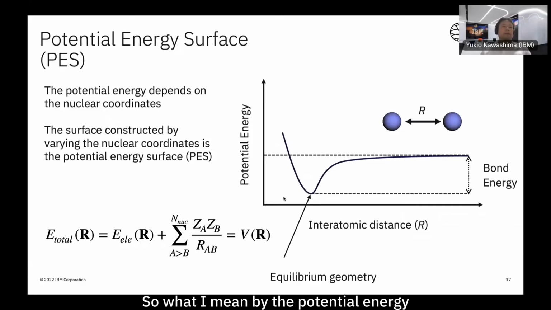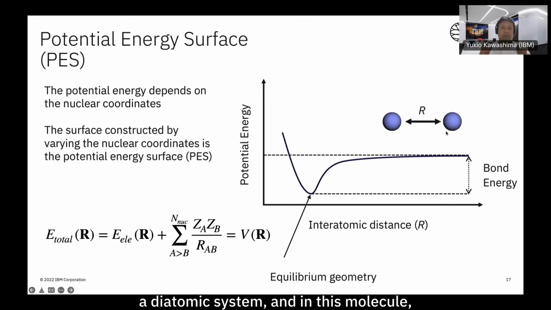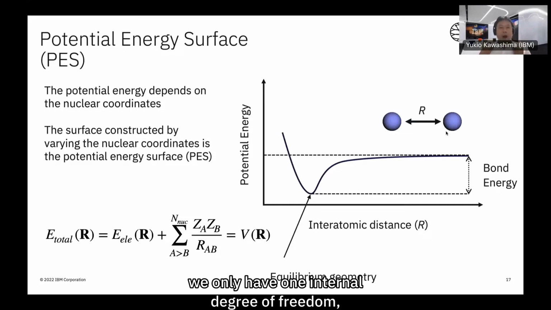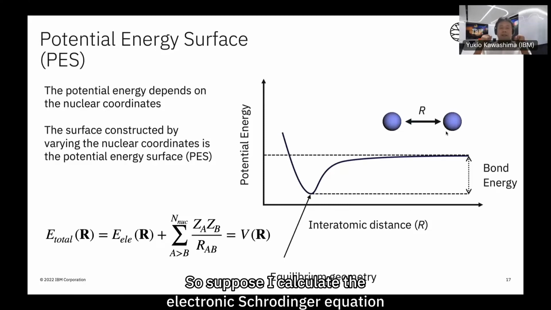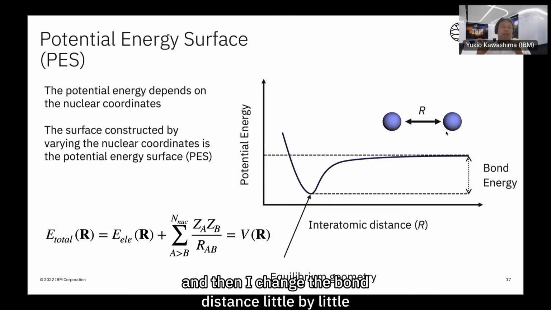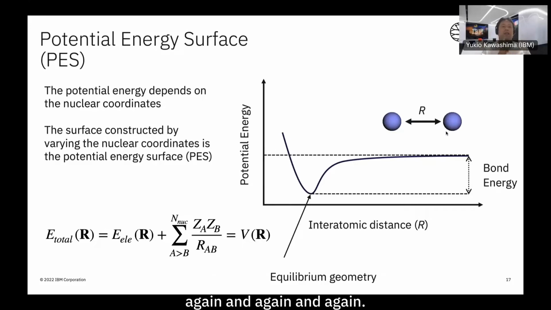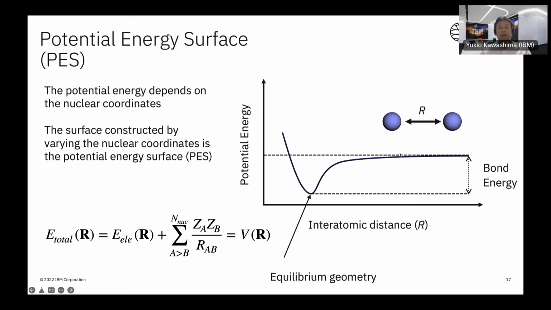What I mean by the potential energy depending on the nuclear coordinates is this. For instance, if I have a diatomic system like this, in this molecule we only have 1 internal degree of freedom, which is the interatomic distance. Suppose I calculate the electronic Schrodinger equation with 1 bond distance, and then I change the bond distance little by little and calculate the electronic Schrodinger equation again and again. If I plot the energy, it'll be a smooth curve like this.